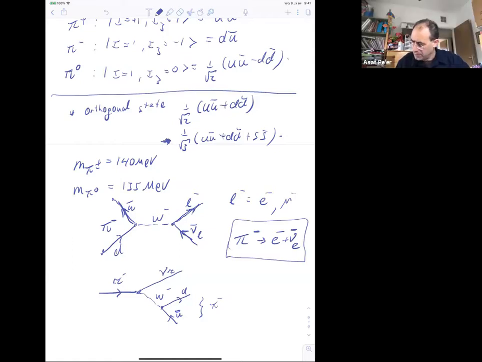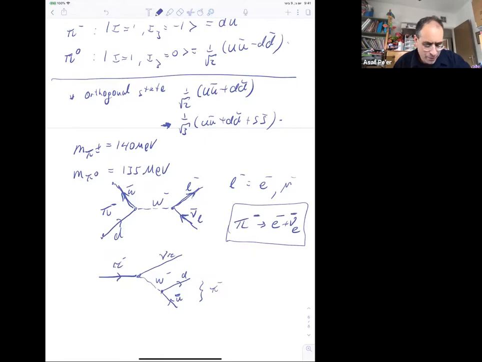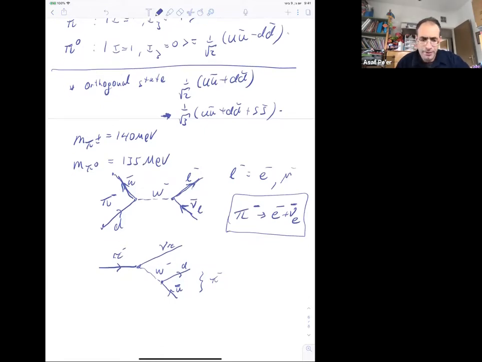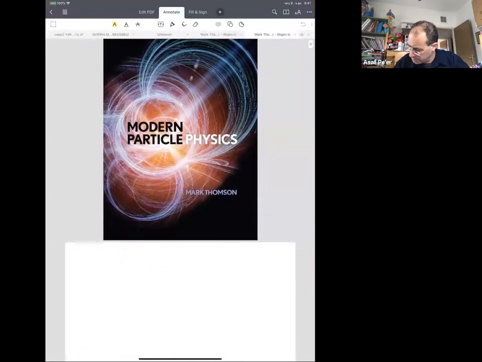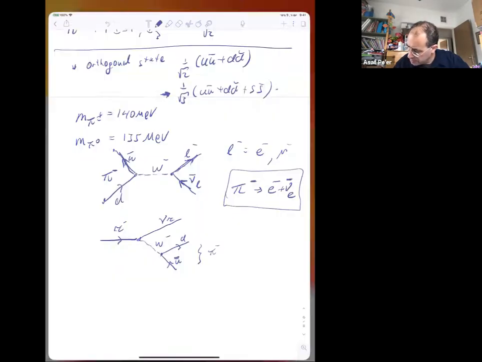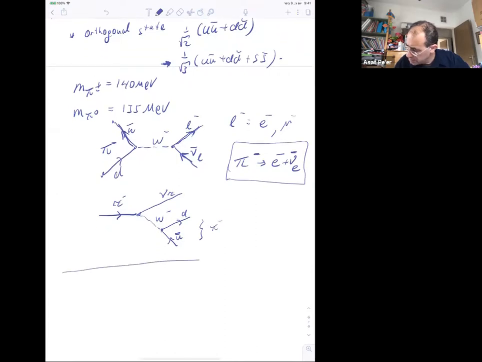Okay. So I had a question which was asked previously about ground states. This is exactly what I want to describe now, about excited hadrons.